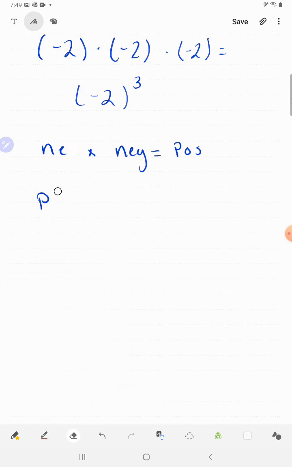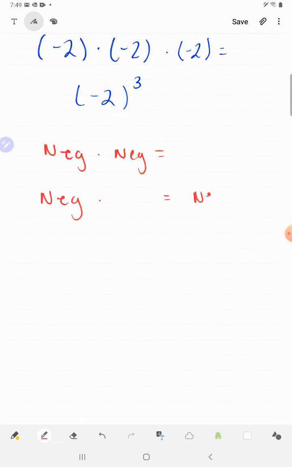Actually, hold on. I'm going to change this up. Here we go. A negative times a negative will equal a positive. A negative times a positive will equal a negative, and a positive times a positive will equal a positive.